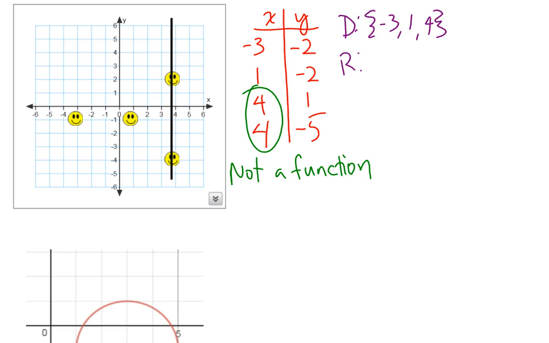And my range would be -2, 1, and -5. Okay? Again, I didn't put them in order, and I should have. Okay? All right. Let's take a look at the next idea.